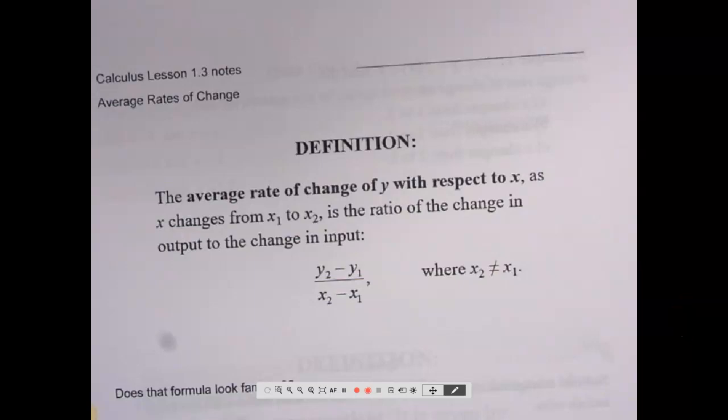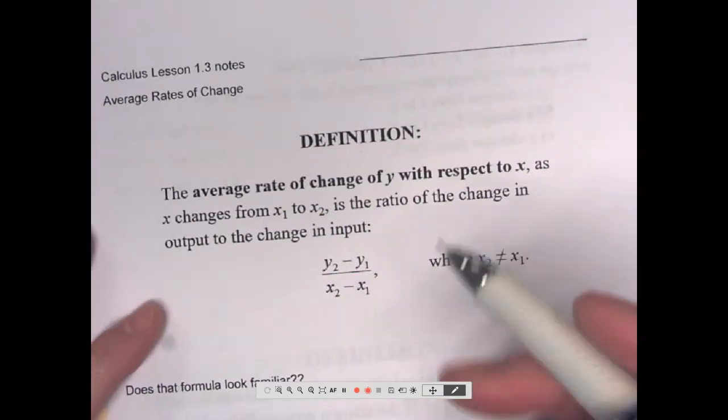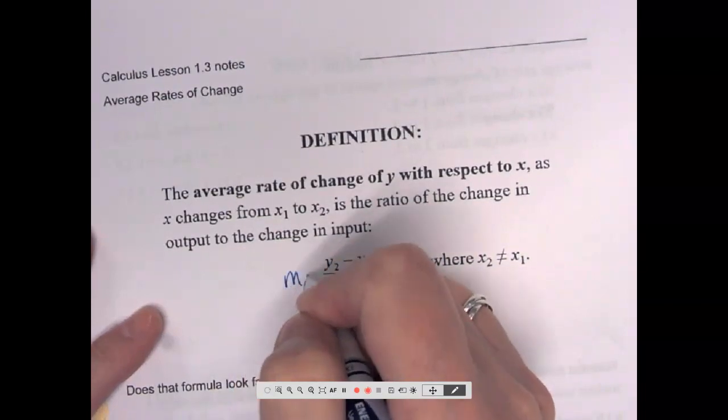Starting lesson 1-3, average rate of change. Okay, you, since algebra, have heard the term average rate of change. What does that mean? Slope. Okay, so we all know the slope formula. What is it? That right there. Okay, so we usually use m for the variables.